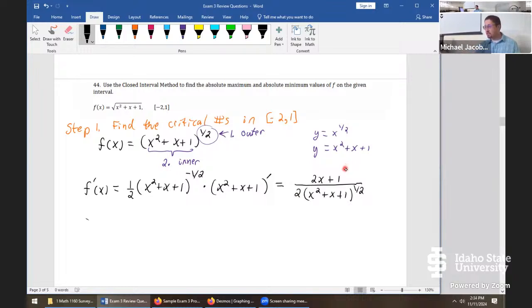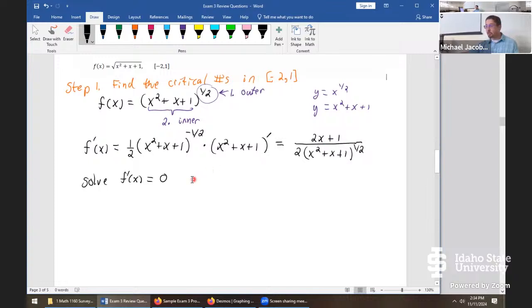What we're doing next is solve f prime of x equals 0. But this is the key step right here, just getting that derivative. Any questions, folks, on f prime of x? Okay, so moving forward to the next step.